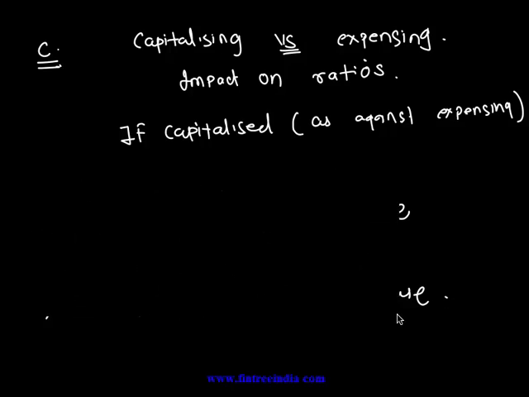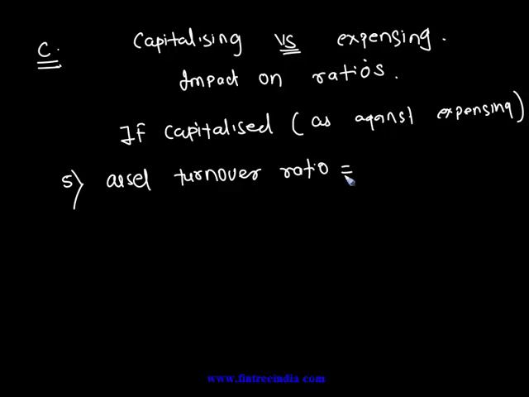Then number 5, what would be the impact on asset turnover ratio? Asset turnover ratio is calculated as sales divided by total assets. If you capitalize, will that have any impact on sales? No impact on the numerator. But because you capitalize, your denominator will increase, and because the denominator will increase, the ratio would decrease.